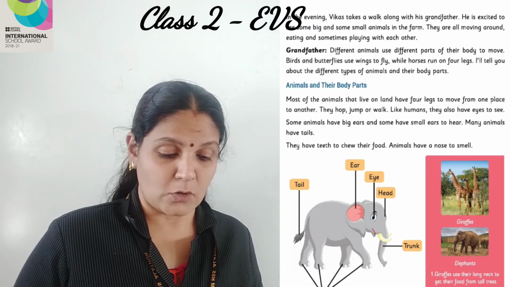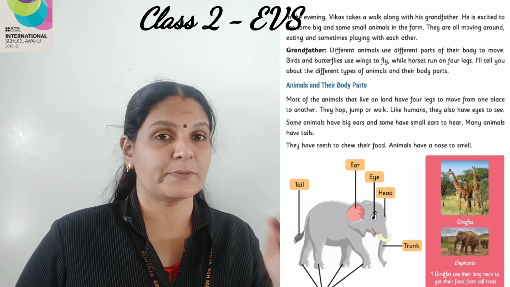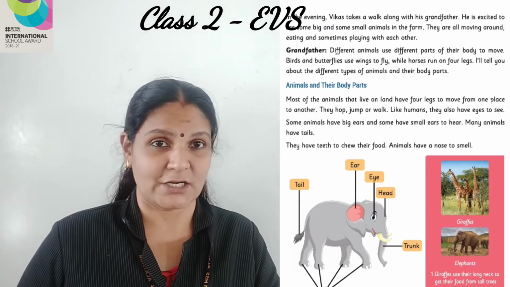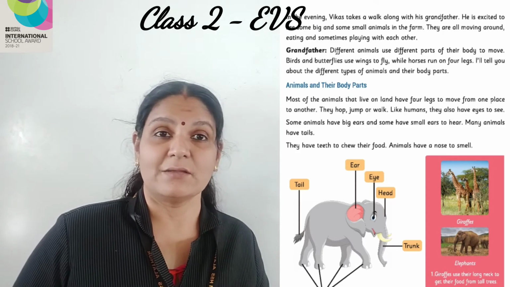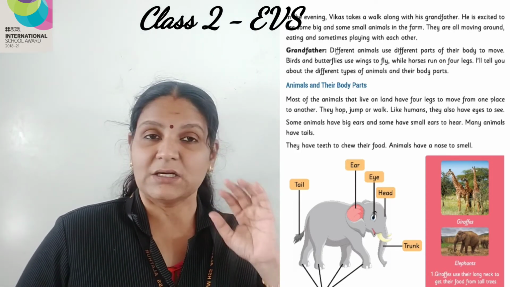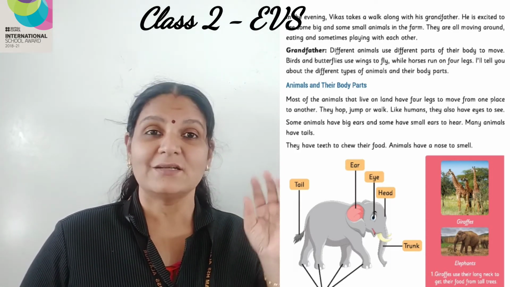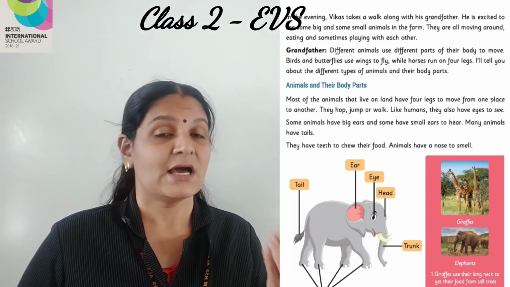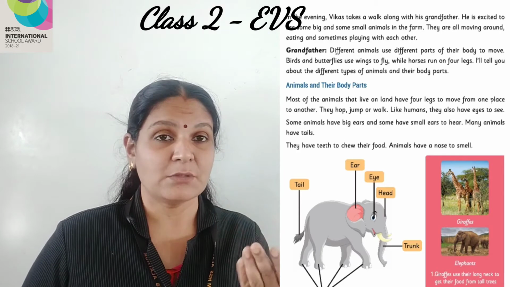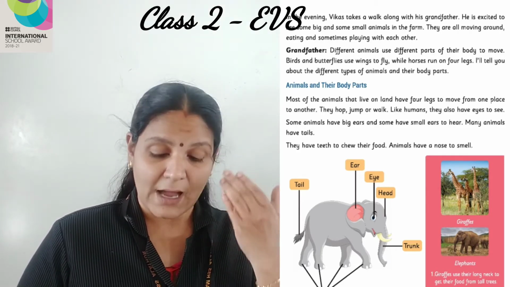And some animals hop, some jump and some walk. Like humans, they also have eyes to see. So some animals hop, some animals jump, some animals walk. The way of moving differs from one another. And how do they see? Yes, like human beings, animals also see with the help of the eyes.